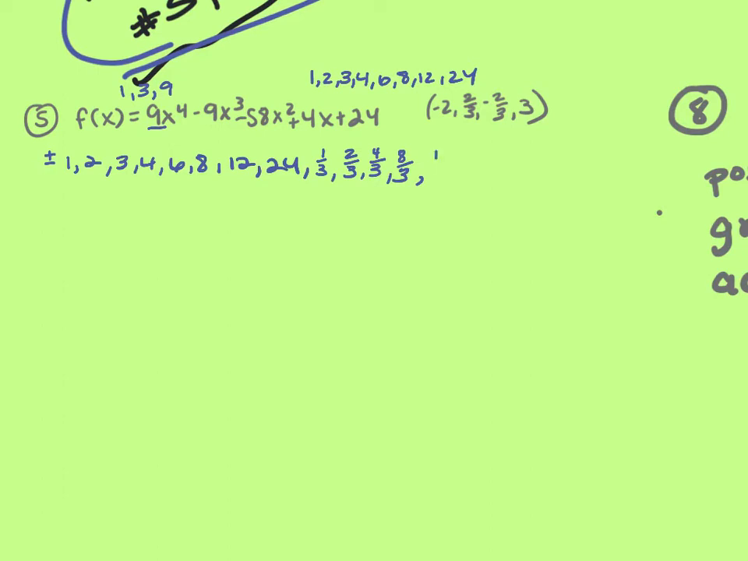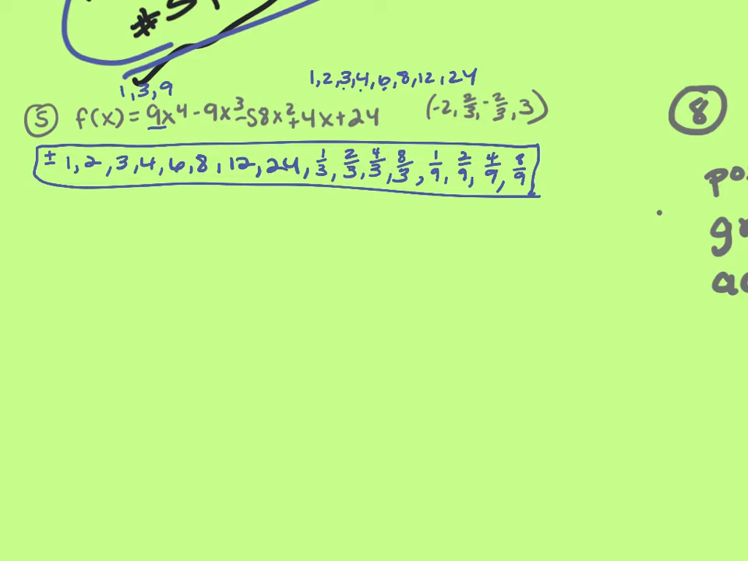Then we put them all over 9. 1/9, 2/9, 3/9, which would be 1/3, and we already have it. 4/9. 6/9 is 2/3. We already have it. 8/9. 12/9 is 4/3. We already have it. And 24 over 9, which is 8/3, and we already have it. So here's our possible bank.